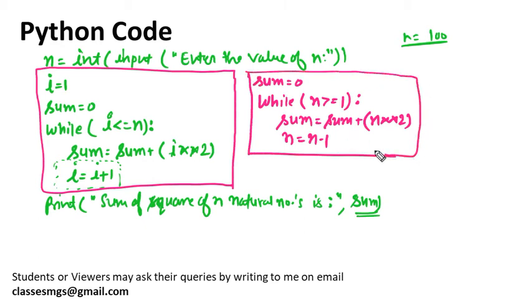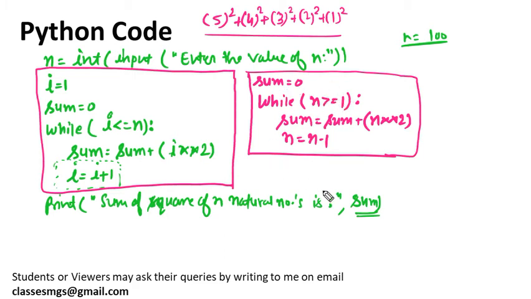If you understand this logic, what it will do is, let's suppose n value is 5, then it will calculate first 5 square, then 4 square, then 3 square, then 2 square, then 1 square, and at that time the loop will execute, because n value is greater than or equal to 1. It will keep on adding, and if n becomes 0, it will terminate, and the sum value will be the answer. So this is also one logic. You can try this logic also, this is also fine.